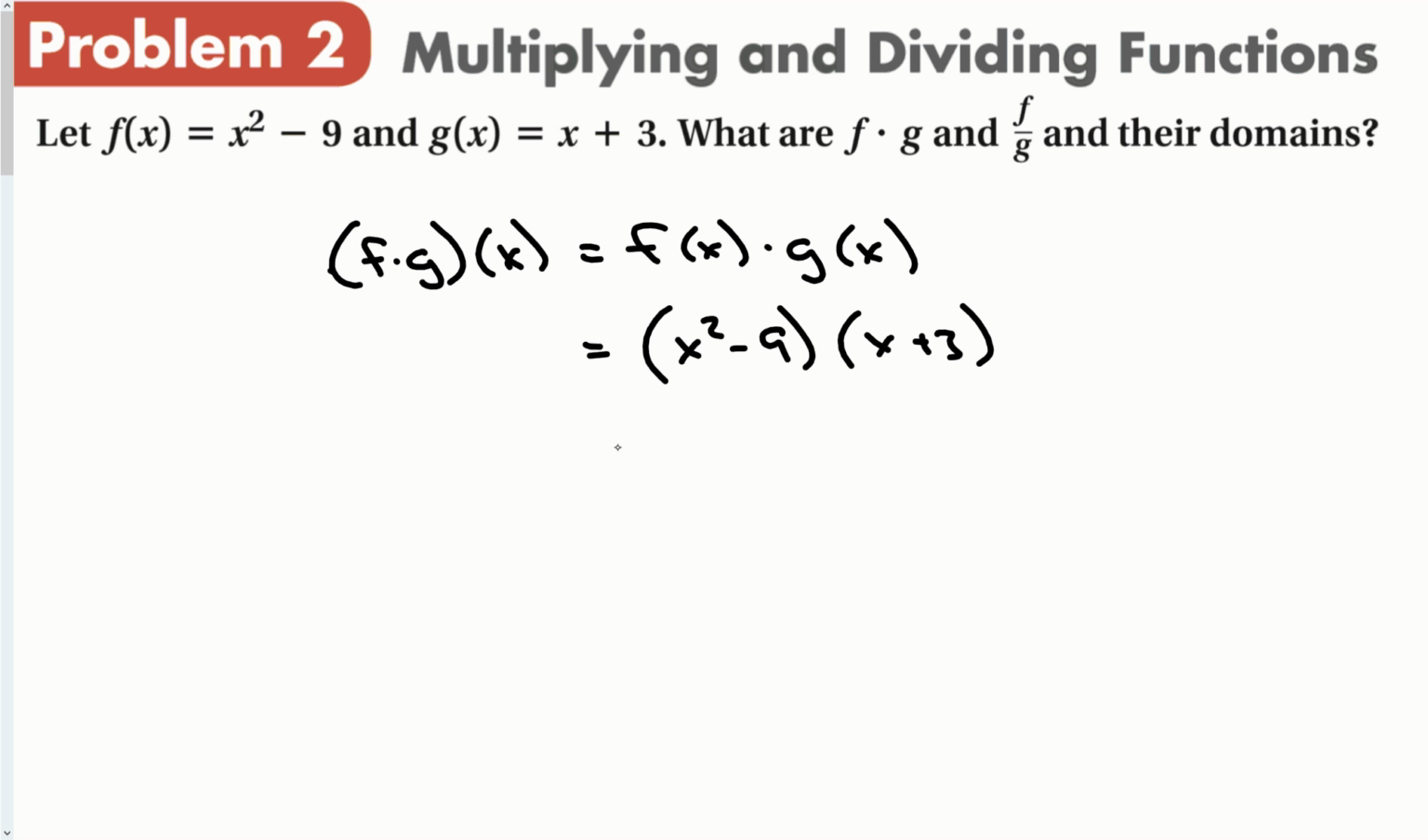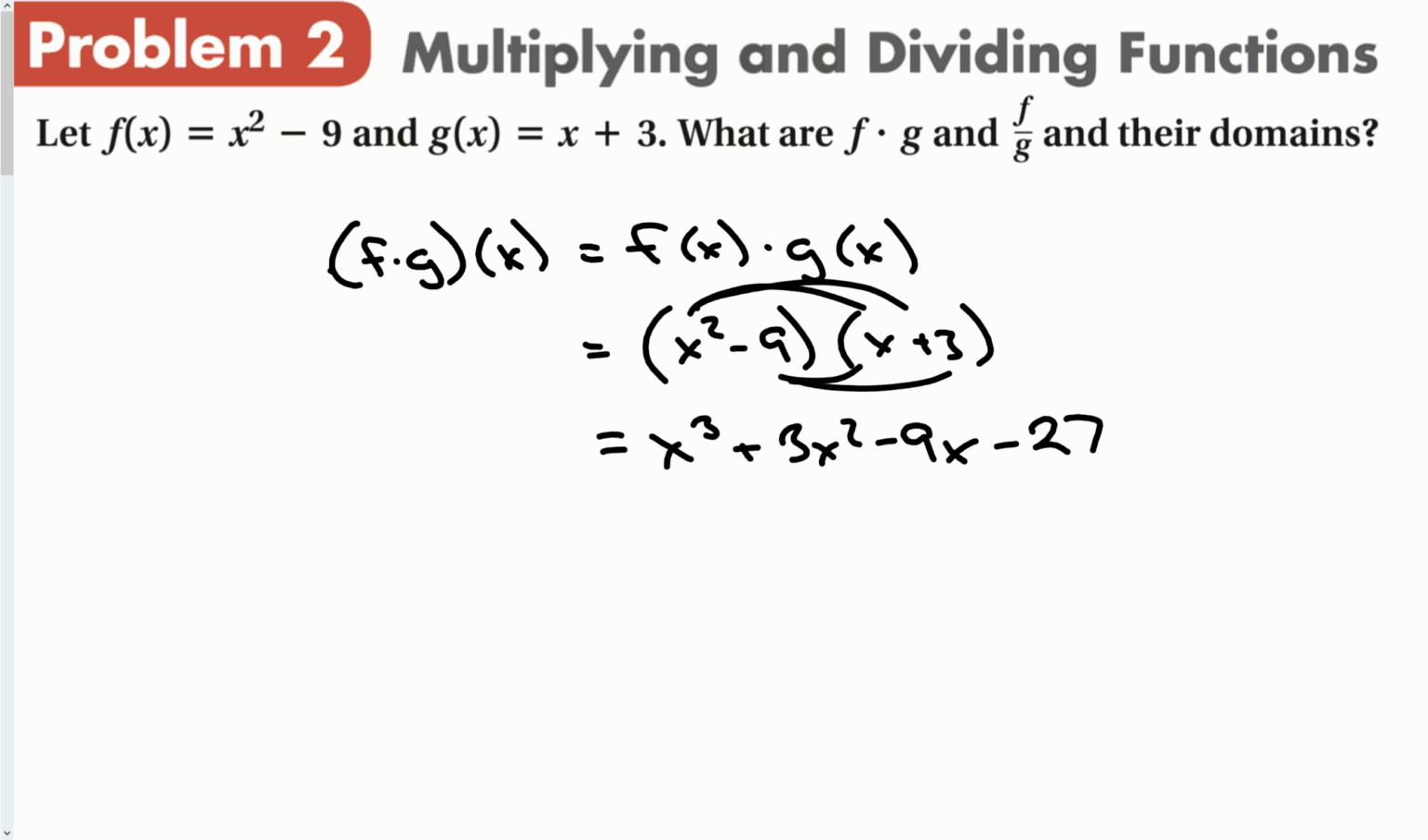Binomial times a binomial, FOIL them together, so we get x to the third plus 3x squared minus 9x minus 27. Okay. So, domain here, is there any radicals? No. Is there any variables in the denominator? No. So the domain here is all real numbers again.